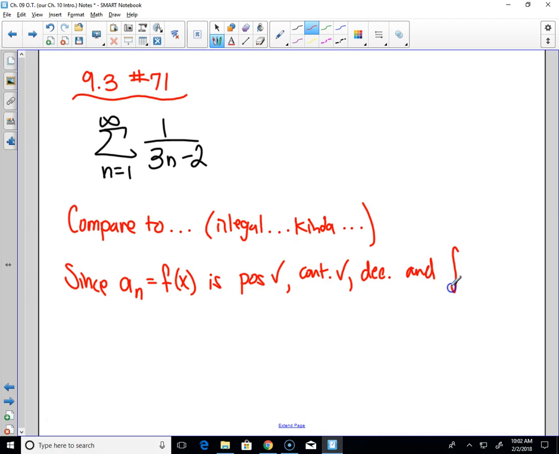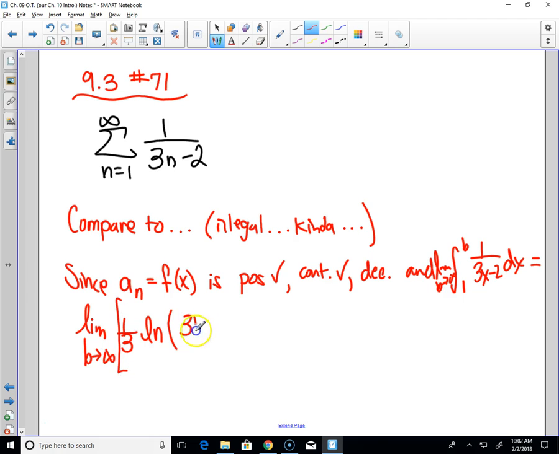And the integral, limit as b goes to infinity, of 1 to b of 1 over 3x minus 2 dx. Did you guys get 1/3 ln of, limit as b goes to infinity, 3b minus 2 minus ln of 3 times 1 minus 2? Does that work? Yeah.